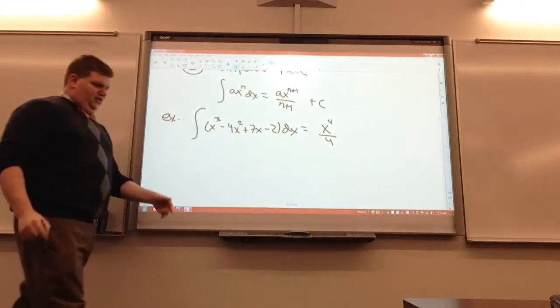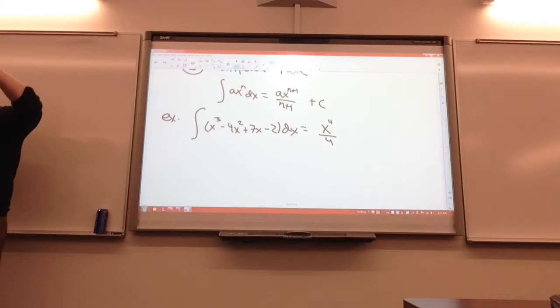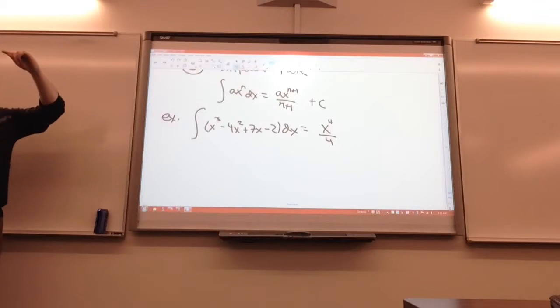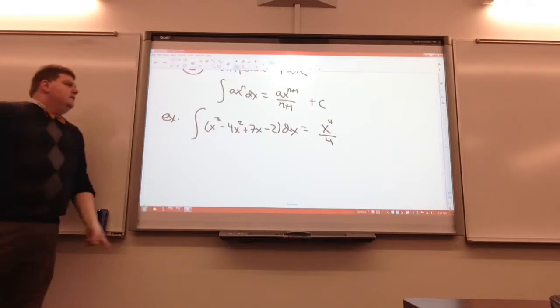I'm going to reverse the process I used for the derivative. For the derivative process, I multiply by the exponent, then subtract 1 from the exponent. So for this process, I have to add 1 to the exponent first, then divide by that new exponent. That's how I get up here.